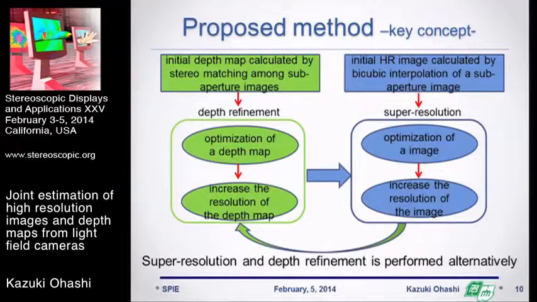After that, we perform a depth refinement. In the depth refinement, the depth map is optimized, and then we increase the depth resolution. And then we perform super resolution reconstruction. In the super resolution reconstruction, the image is optimized, and then we increase the resolution of the image. As shown here, we perform the depth refinement and super resolution reconstruction alternately.